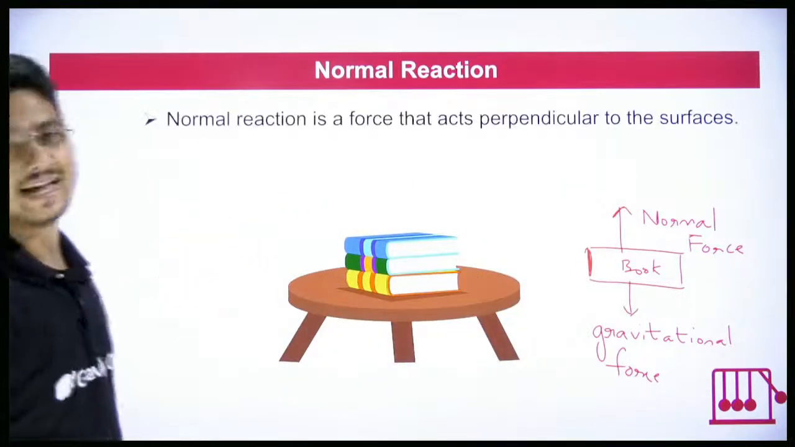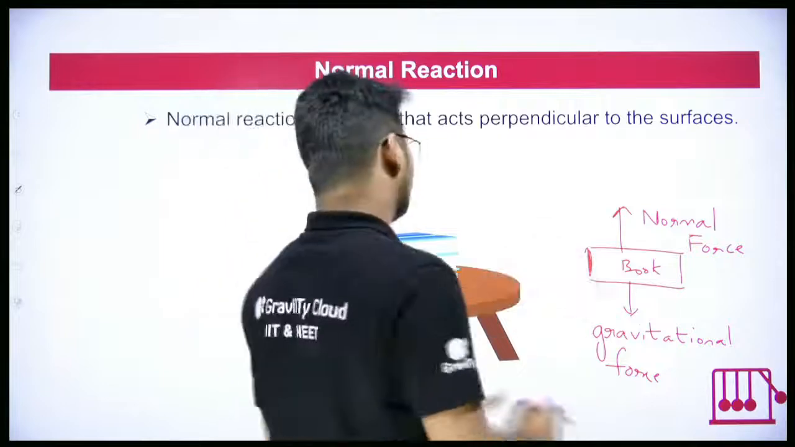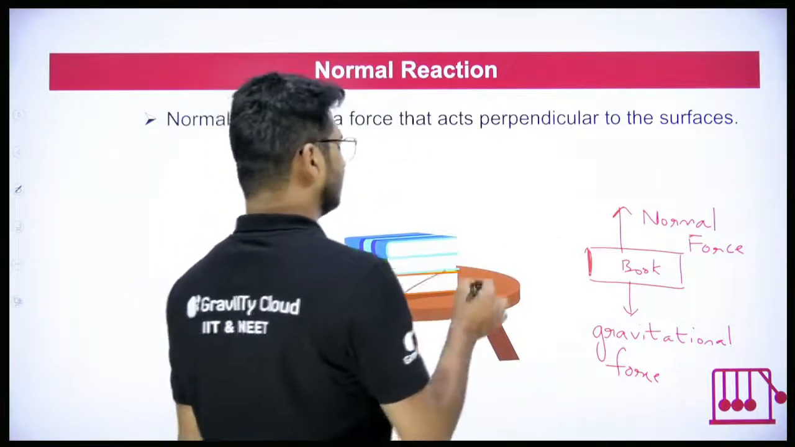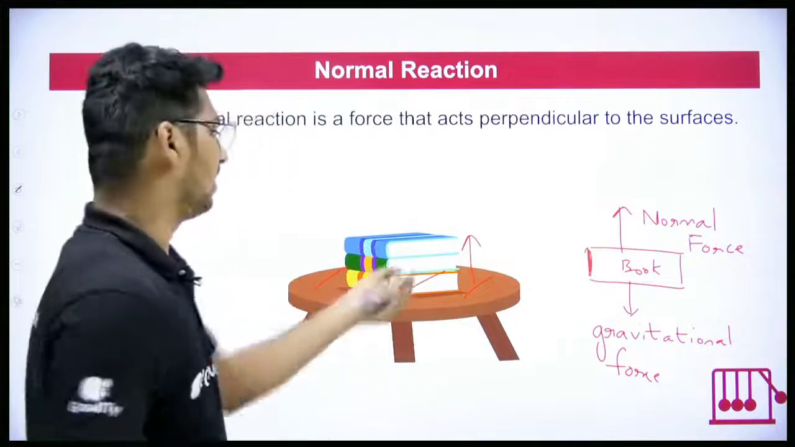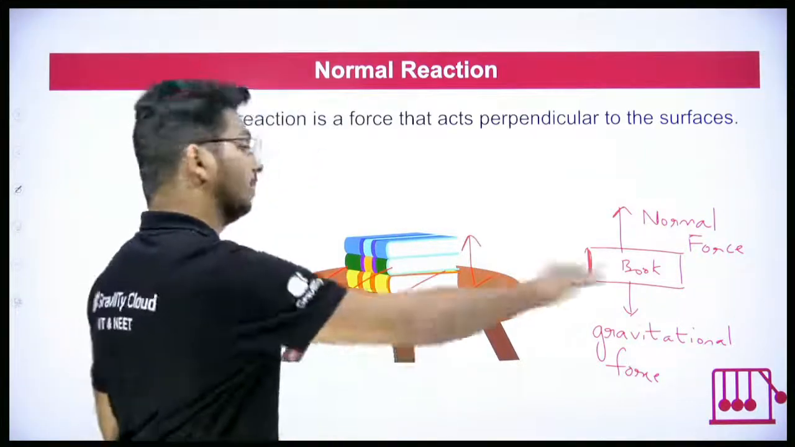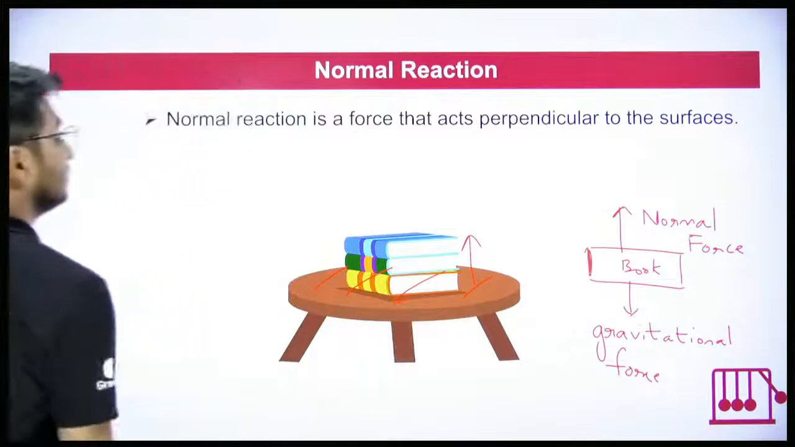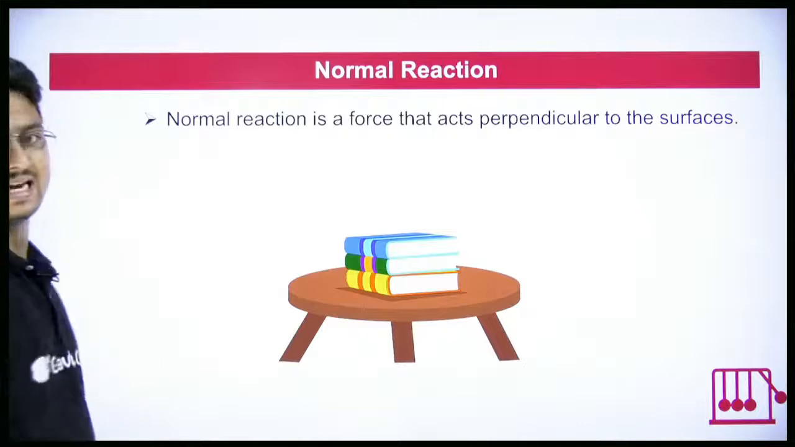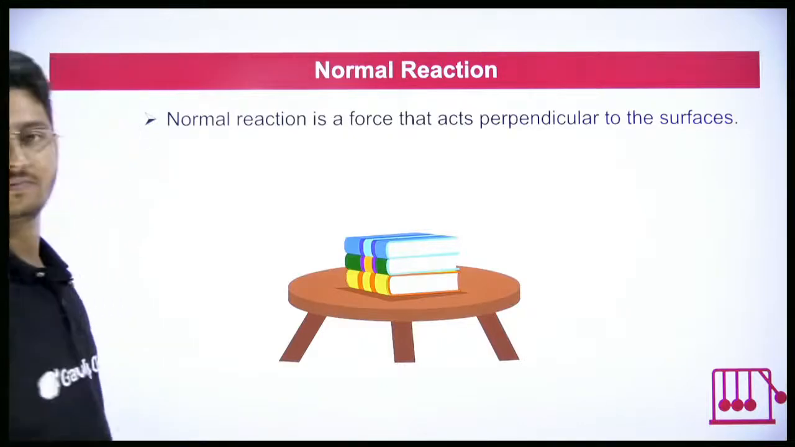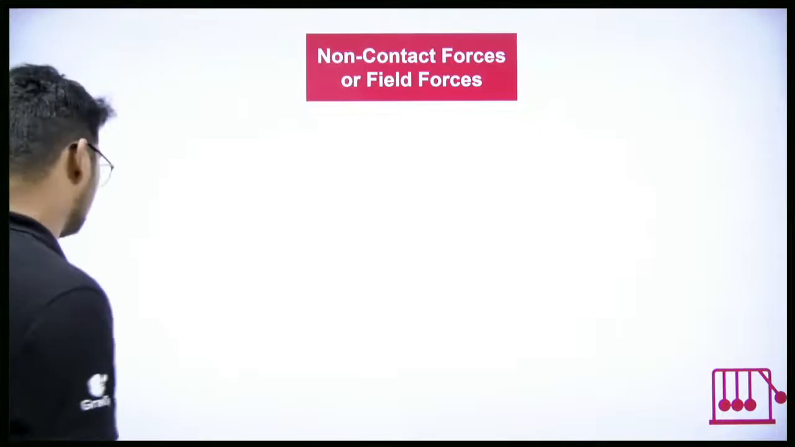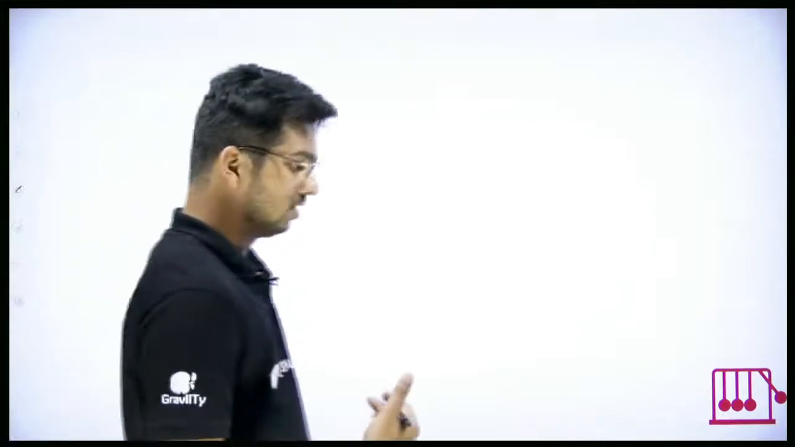Okay. So here normal reaction is a force that acts perpendicular to surface. This is table surface and force is upwards. The normal reaction, the normal force is perpendicular to the surface of the table. That acts perpendicular to the surface. Simple. Is that clear? Understood? So those are some examples of contact forces. We started from friction, muscular force, tension, spring force, and normal reaction or normal force.